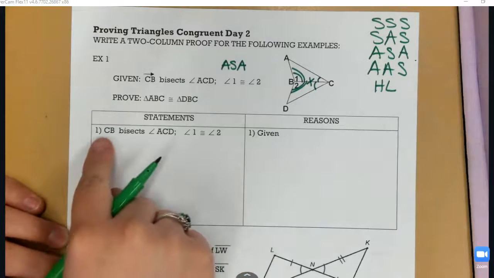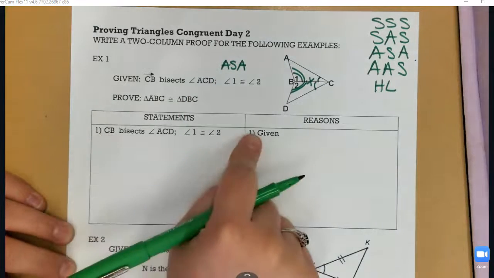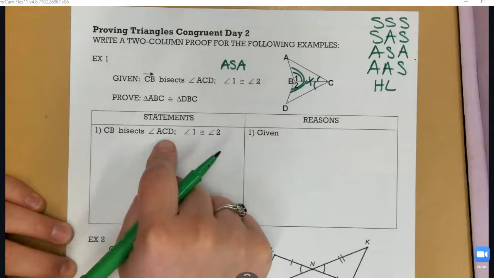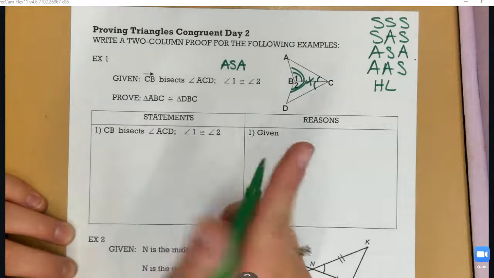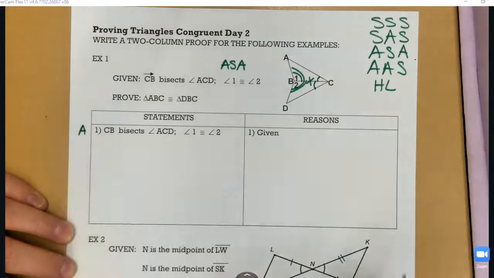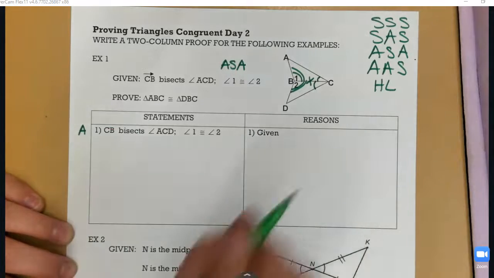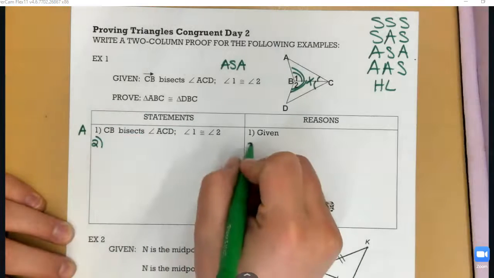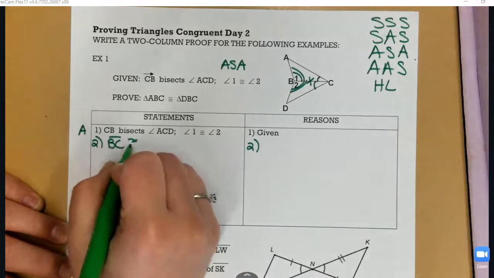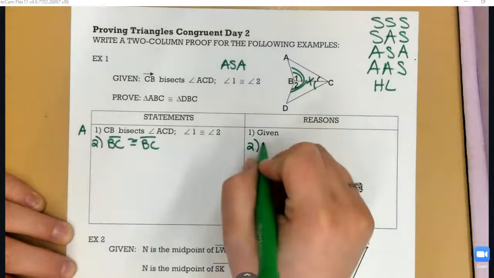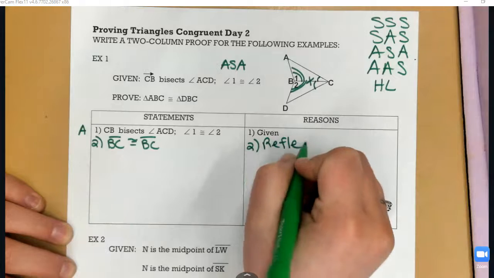So let's get that down on paper. The first line is already done for us. We have both of our givens in the same statement. And what this has already established is one of my pairs of congruent angles. So I'm going to put an A out to the side just so I can keep that straight. For step 2, I'm going to talk about my congruent side, and that was that BC is congruent to itself by the reflexive property.